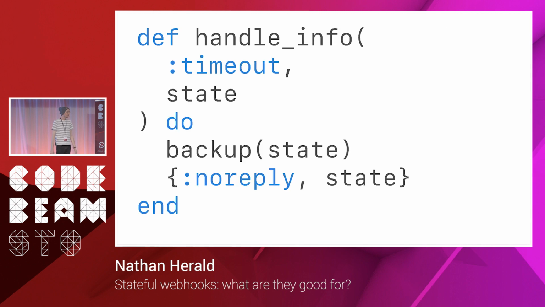I don't know. If the time does run out, your handle info callback on your gen server, if you know what that is, will get called. At that point, you should probably just back up the state and go dormant, right? And that would be very nice.